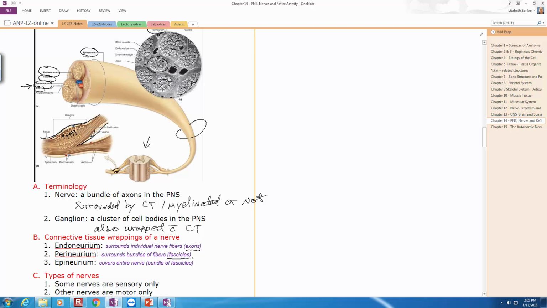And then we had epi, epi means upon, so this is the most outer layer of the entire nerve or bundle of fascicles that got mushed together, right? So that's the outside part of the nerve.